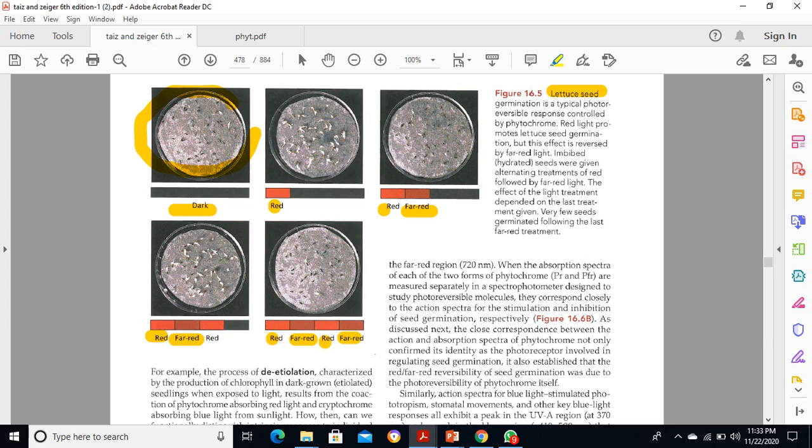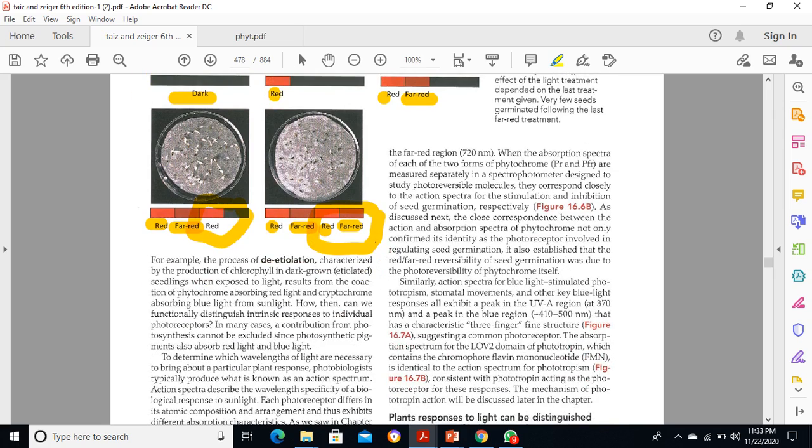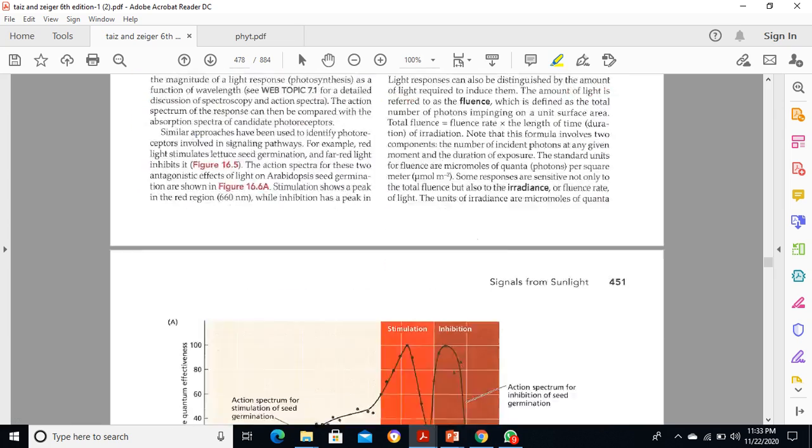So here red light followed by far red, seeds do not germinate. So far red actually inhibits seed germination, then again red light is given, seeds germinate. So you have to see the last light, then only you can predict whether the seed will germinate or not. So concluding, we can say that far red light inhibits seed germination and red light promotes seed germination. So this is a light mediated signal, isn't it? Other than photosynthesis, this is an example of light mediated signal.